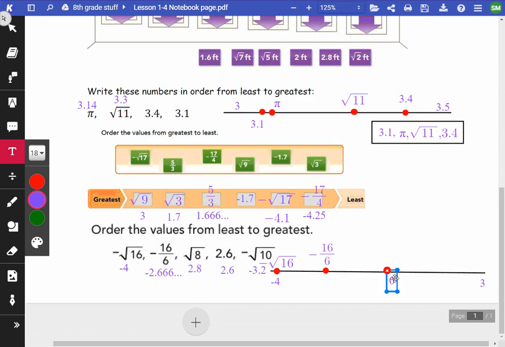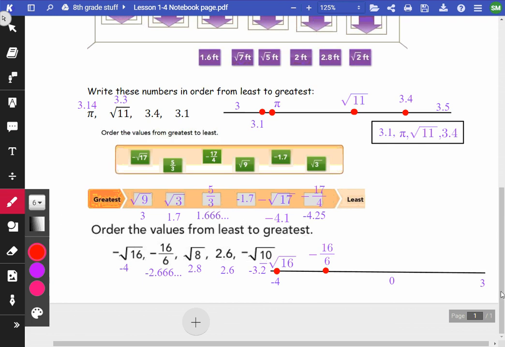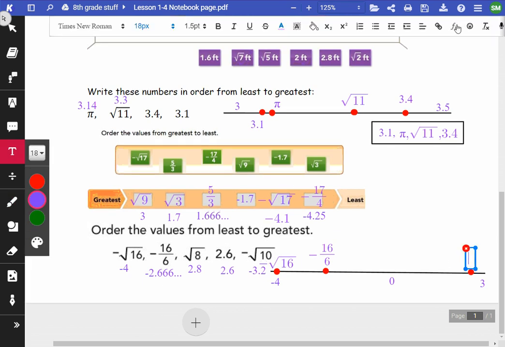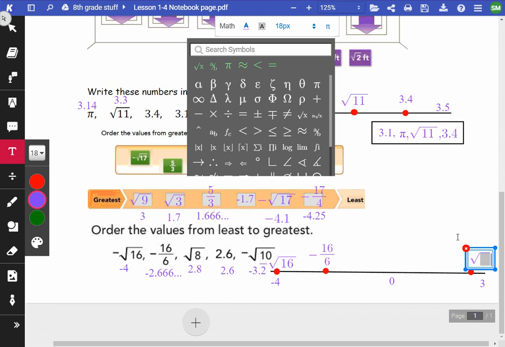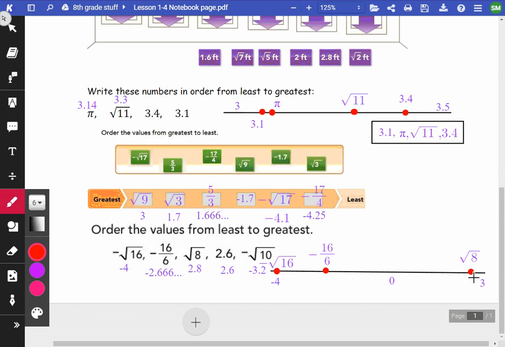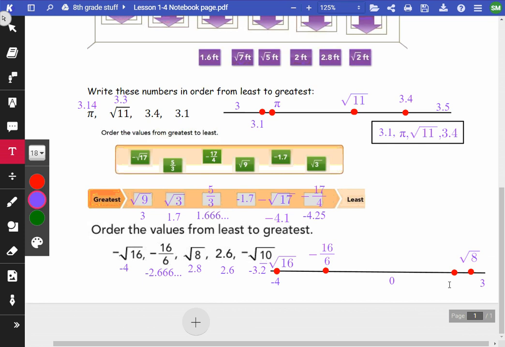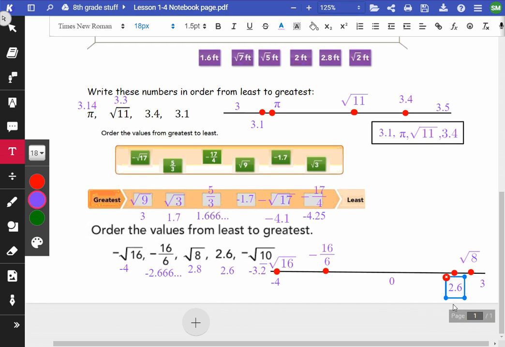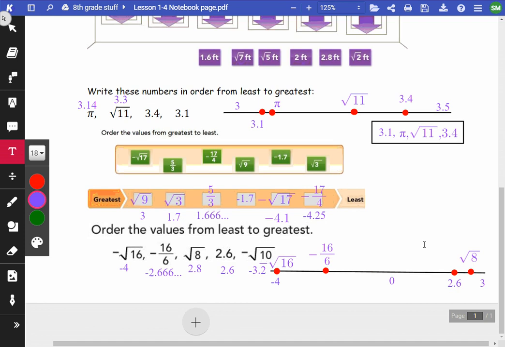Next I have 2.8. That's going to be very close to the 3, so I'm going to put that right here. And that was the square root of 8. So I need a text box. Square root 8. Beautiful. Goes right there by that dot. Next, 2.6. That's easy because that already was a decimal. So draw. If that's 2.8, this can be 2.6. Text box. I'm going to put the label down here so we have room. 2.6. I'm going to move it up close to that dot. There we go.